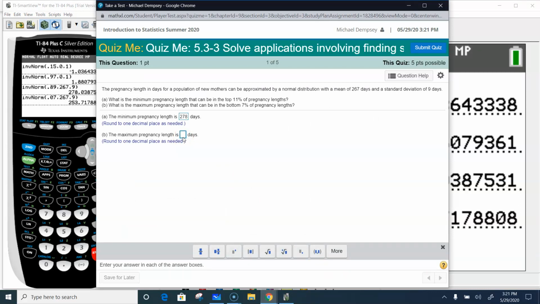Oh, I'm going to lose points for these because I didn't round. So the first one to 1 decimal place is 278.0. That's okay. To 1 decimal place here, this would be 253.7. I assume they would just have me round those.